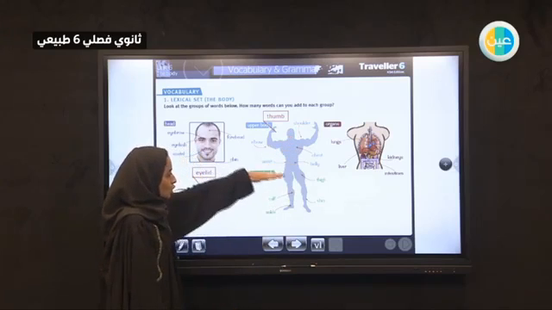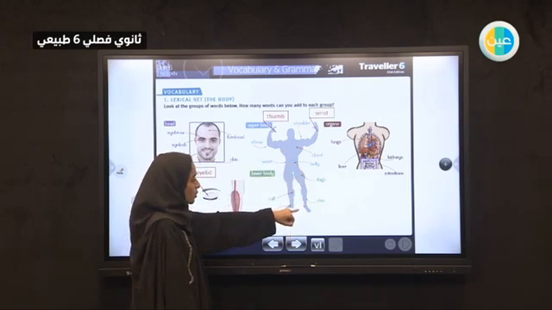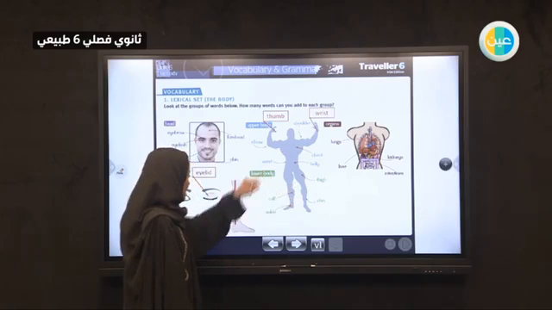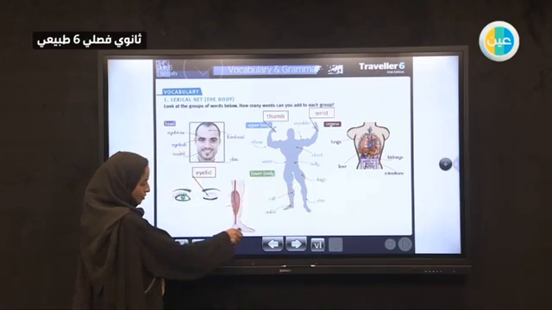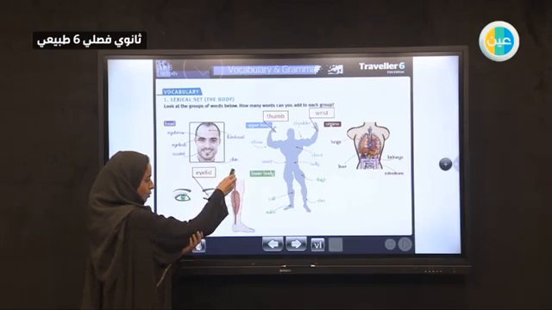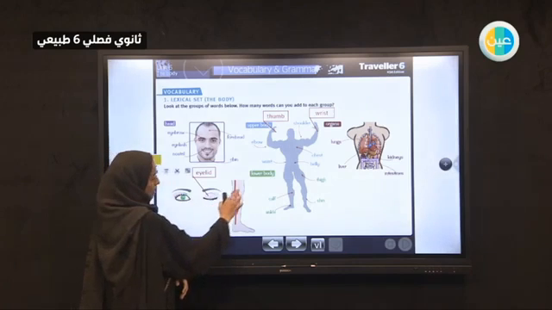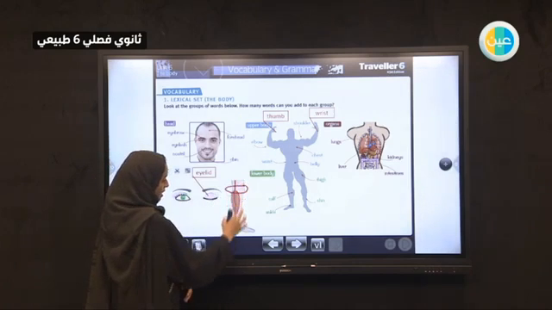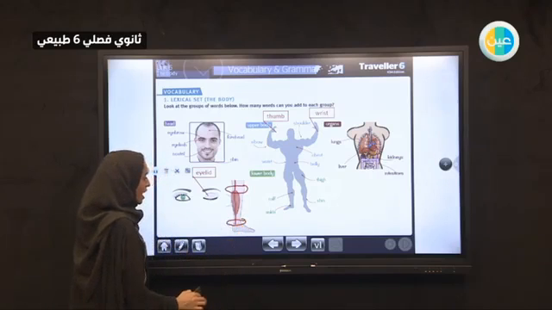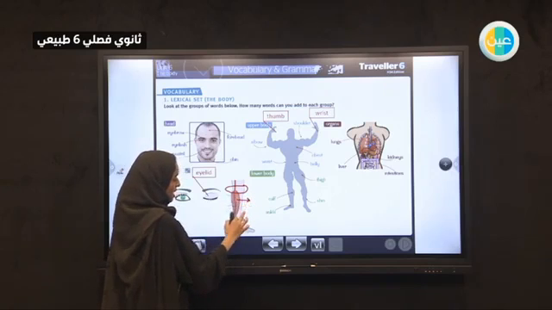Okay, lower body, we will have the whole part here. We will start with the foot, leg, and thigh. So this is the foot, and here we have the leg, and on the top we have the thigh. On this part we will have the knee, and this part we will have the ankle. Okay, and speaking about the leg itself, this part is the shin.